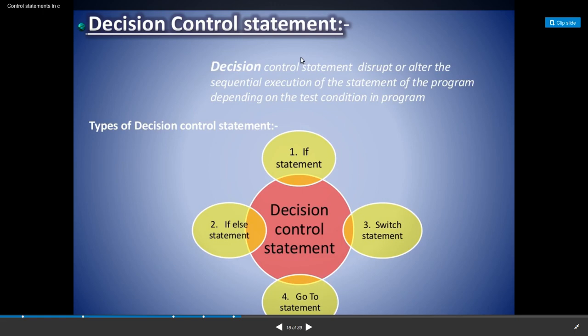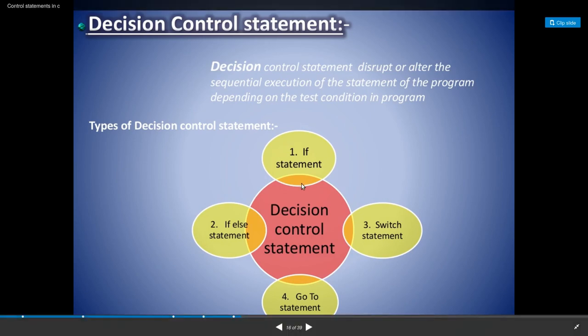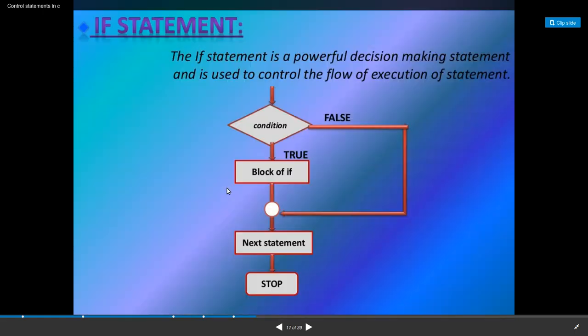They are the control statements that alter the sequential execution of the statements in the program, depending on a test condition which is specified within the program. There are different types of decision control statements. They are the if statement, if else statement, switch statement, and goto statement. In this presentation, we will be discussing in detail the if statement and if else statement.